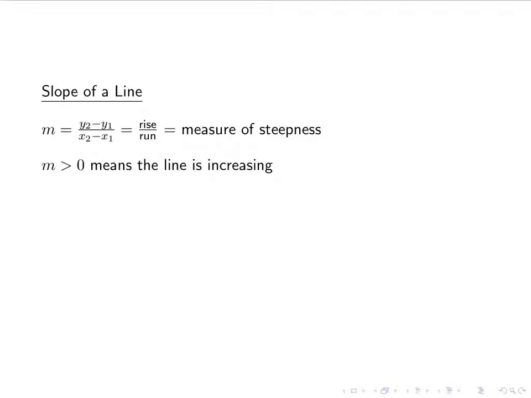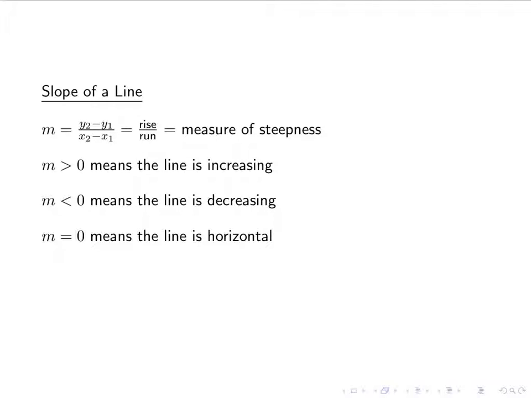If m is positive, that means that the line is increasing. If m is negative, then that means that the line is decreasing. M is 0 means that the line is horizontal. It means there is no rise. So it's just running, it's just flat horizontal. The higher the slope, the steeper the line in positive or negative direction. So if absolute value is bigger, then the line is steeper.